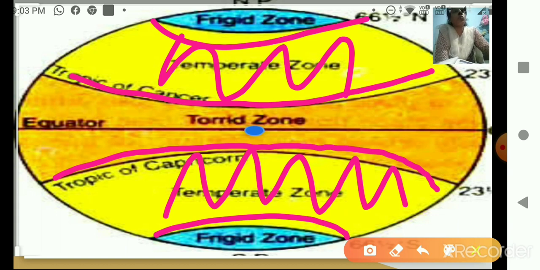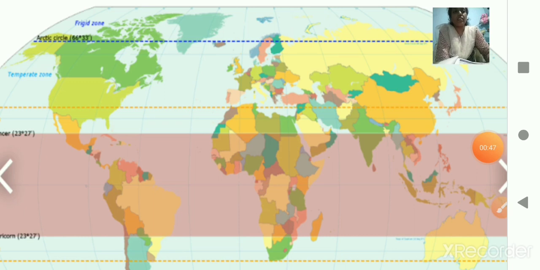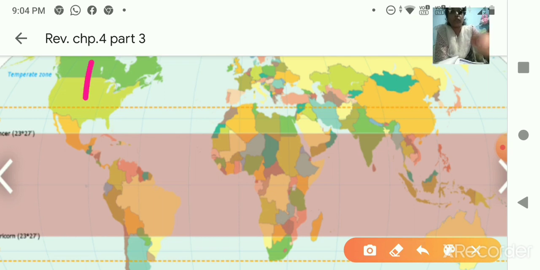This region has a mild temperature, that is neither too hot nor very cold. Children, do you know which countries lie in this region? Countries such as the United States of America, countries of Europe, northern part of India, Canada, Japan, New Zealand, etc. lie in this zone over here.